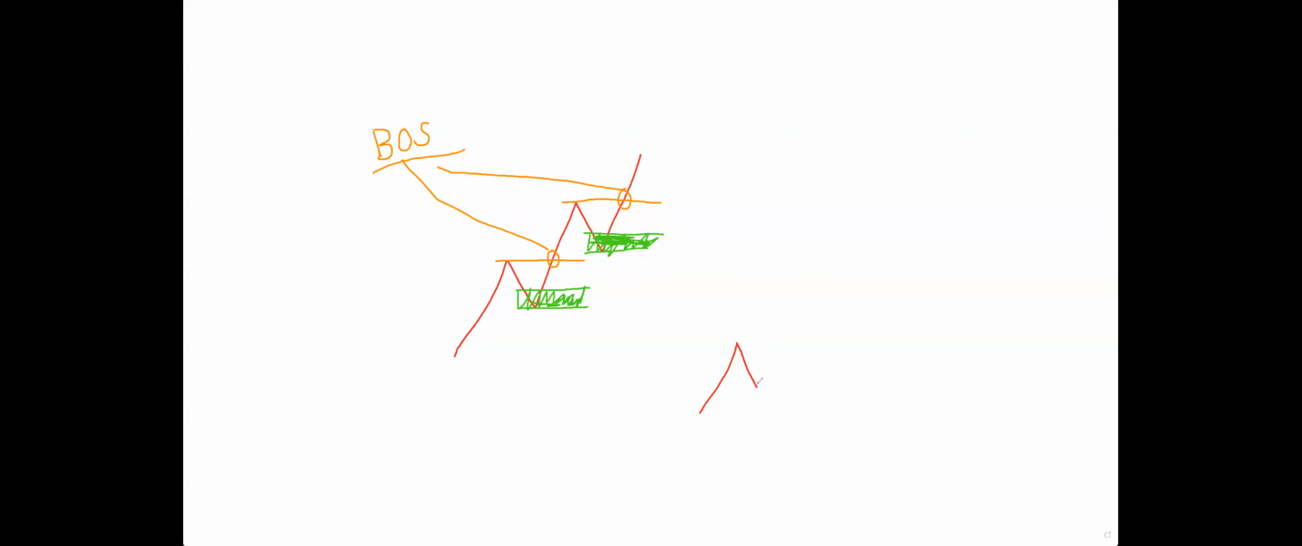Okay. So now let's say that we have a push up, a pullback, and then we have equal highs, right? Just consider that equal highs. Will this be an order block? No, right? It would not be an order block unless we have what? We have to have a break of structure. So even though it touched the same line, it's still not a break of structure. So you will not count that. You want to have a break of structure.